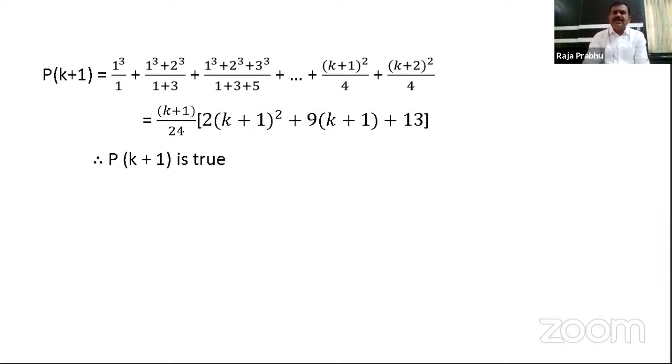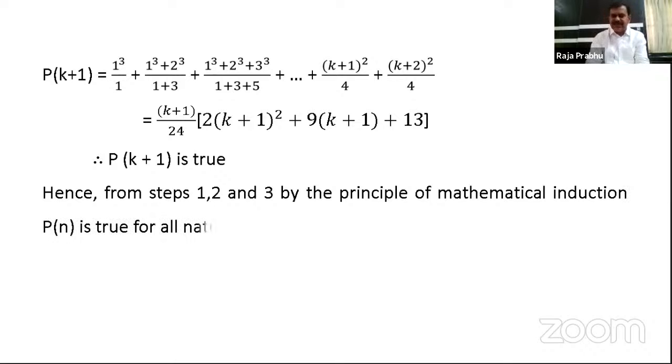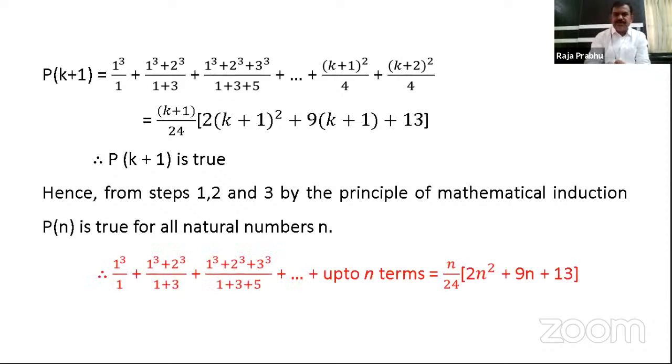So for this problem, it is verified in three steps. Verified for n is equal to 1; by the induction hypothesis, assumed that it is true for n is equal to k; and from step 3, it's also proved that it is true for n is equal to k plus 1. Therefore, from steps 1, 2, and 3, by the principle of mathematical induction, you can say that the statement is true for any value of n. Means it's always true for all the natural numbers. So hence it is proved. Therefore, the given statement is correct.